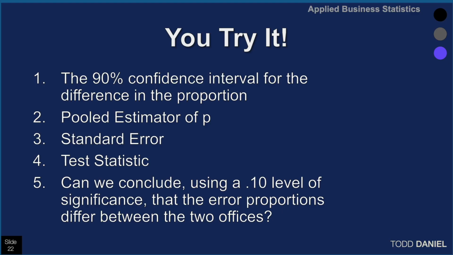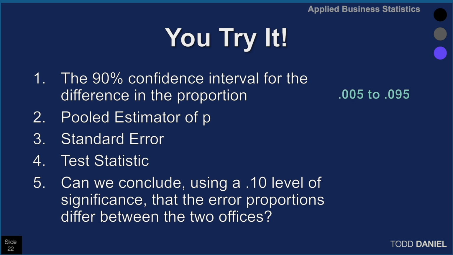And let me wrap up with the correct answers. So you should do this example on your own, see what answers you get, and then you can check them to make sure they're correct. What is the 90% confidence interval for the difference in the proportion? The answer is 0.005 to 0.095.